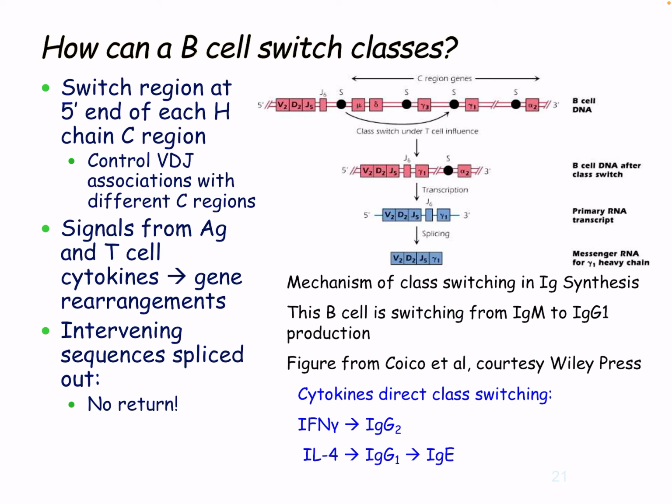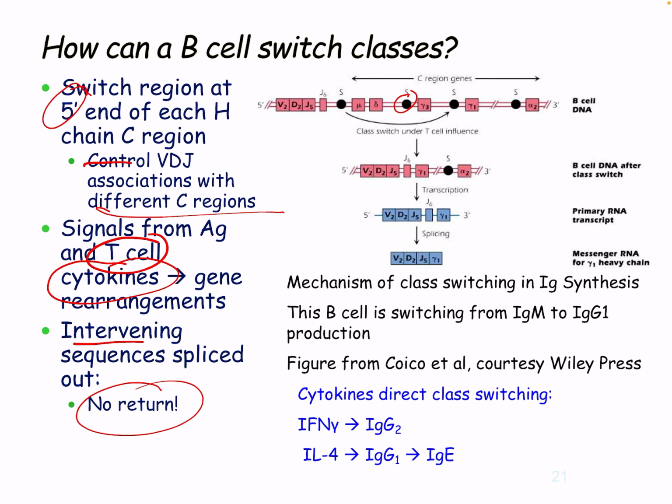So we have a switch region. We can see these S, these are switch regions. These switch regions are at the 5' end of each heavy chain constant region, and these control the VDJ associations with different constant regions. We receive signals from our T helper cells through cytokines, which causes gene rearrangements, and the intervening sequences are spliced out, and there's no return. So once it switches class, it's not going back.